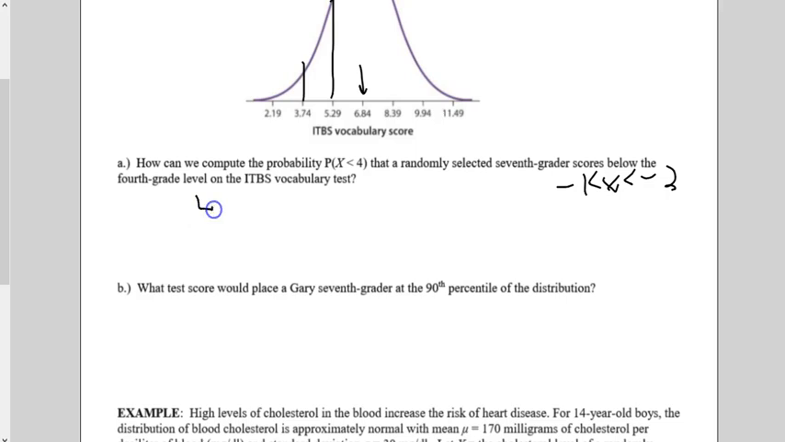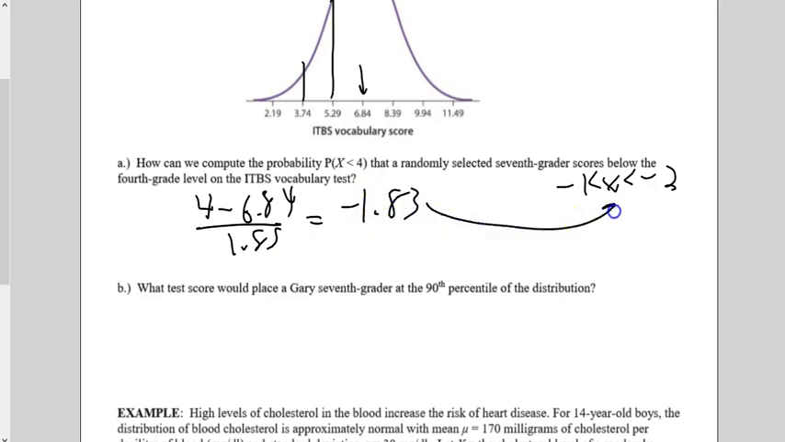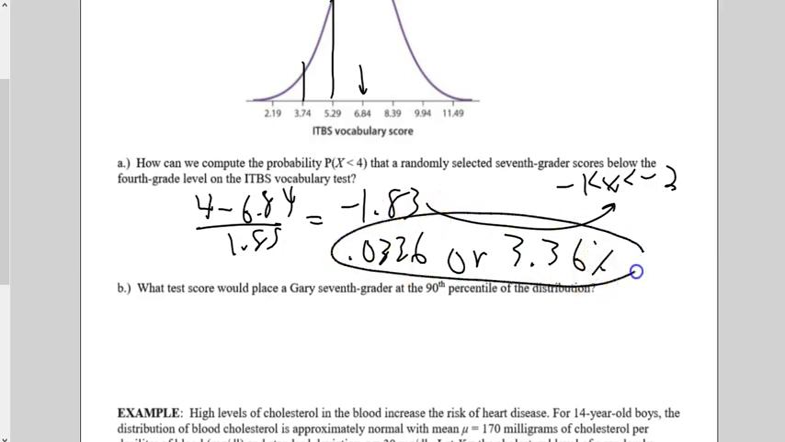So we take our score of 4 minus our mean and divide by our standard deviation. And what do we get? We get a z-score of -1.83. Does that fall within here? It does. Now we look that up on our chart, and we get 0.0336, or we can write it as 3.36%. Either one, that's our probability of scoring less than a 4.